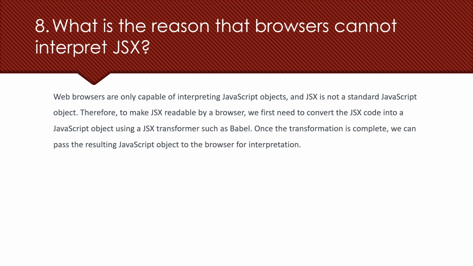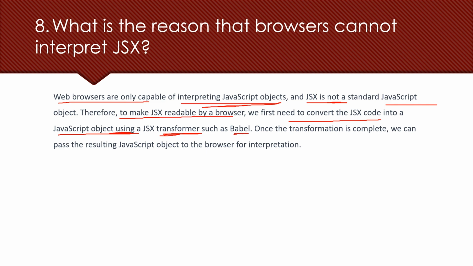Okay. Question number 8 is, what is the reason that browsers cannot interpret JSX? The reason behind that is web browsers are only capable of interpreting JavaScript objects, whereas JSX means JavaScript XML. JSX is not a standard JavaScript object, and therefore, to make JSX readable by a browser, we first need to convert the JSX code into a JavaScript object using a transformer such as Babel. Once the transformation is complete, we can pass the resulting JavaScript object to the browser for interpretation, and then the browser can interpret this JavaScript and display it onto the page.